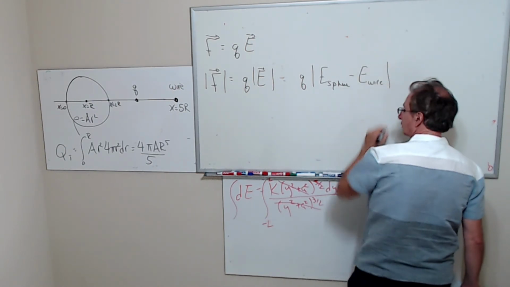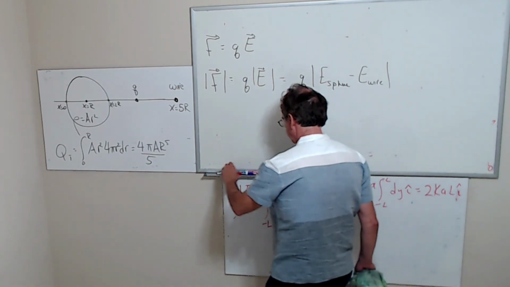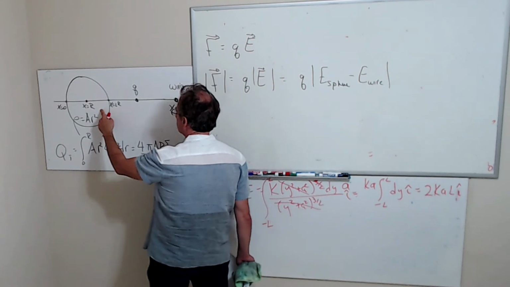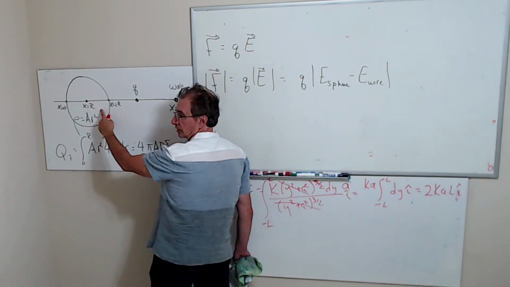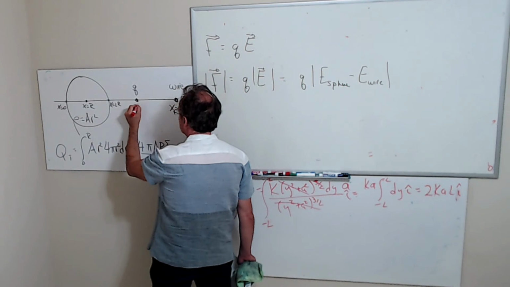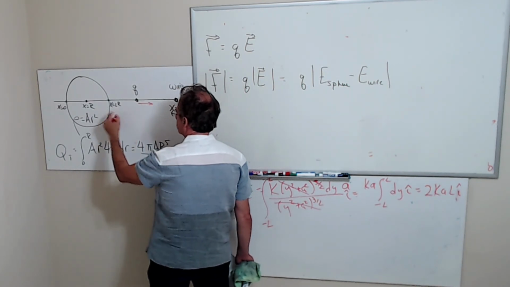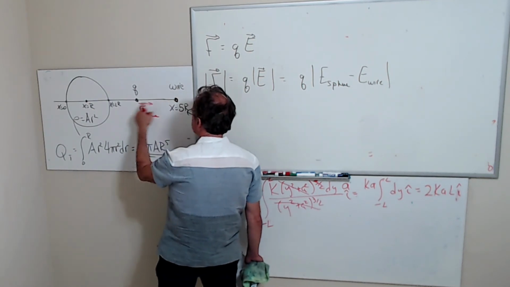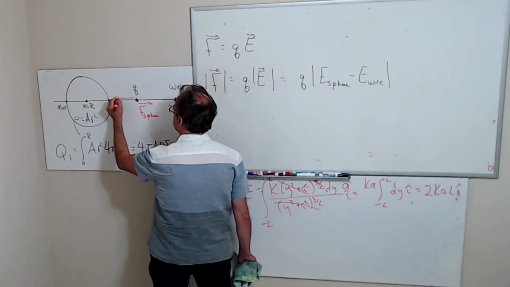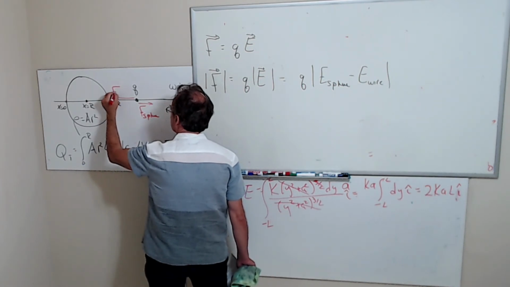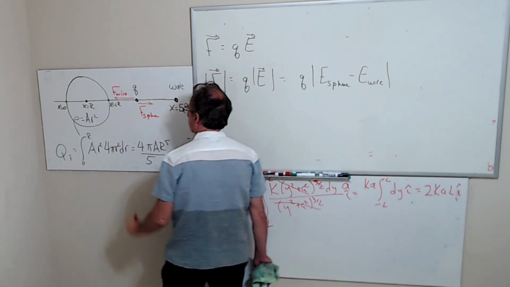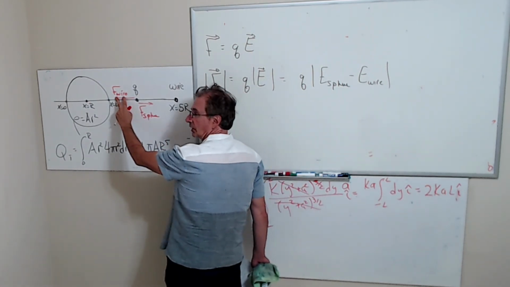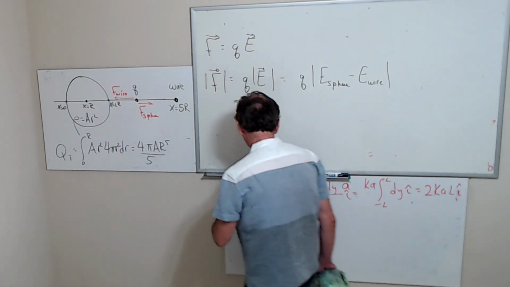How do I know that? Well, draw a free body diagram. This is positive, that's positive, that's positive. Isn't it true that Q is going to be repelled from this guy? So there's going to be a force in that direction due to the sphere. And then these two are positive. There's going to be a force in that direction due to the wire. This is going to be Q times the electric field due to the sphere. This is going to be Q times the electric field due to the wire.